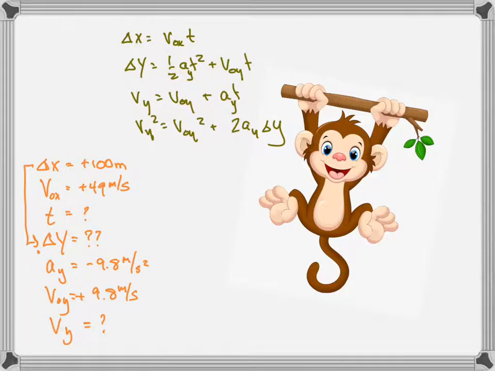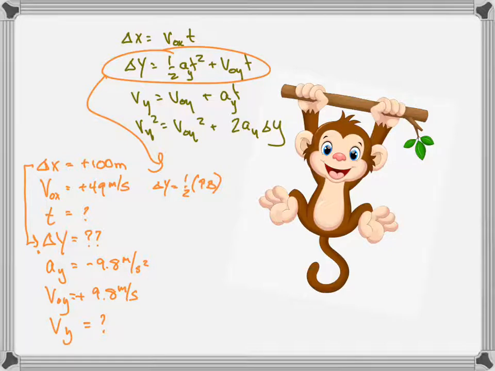Okay, so what do we want to do? We want to solve for delta y. And so delta y is equal to 1/2 a sub y, which is minus 9.8, T squared. I'm going to leave off the units because I haven't left myself a lot of space, but everything is MKS, so I feel okay with that. I think I plugged that in right. And so we need to know T.